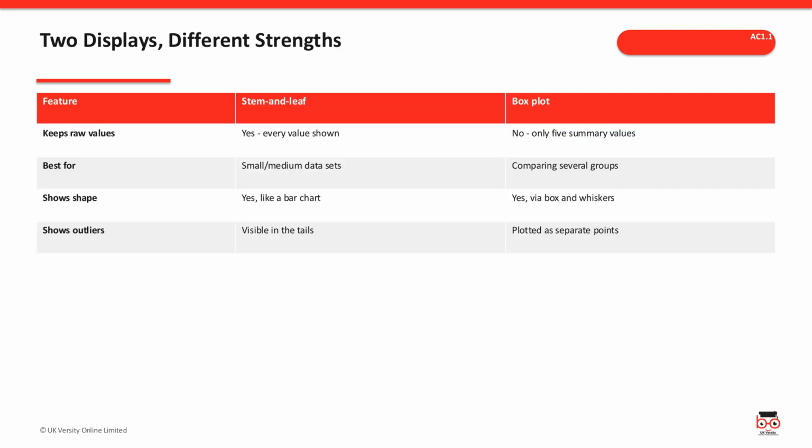So, which display should you reach for? A stem and leaf keeps every raw value and works beautifully for small or medium data sets, showing shape like a sideways bar chart. A box plot throws away the detail and shows only the 5 summary numbers. But that's exactly what makes it brilliant for comparing several groups at once. Both reveal shape and both flag outliers, one in the tails, the other as separate points.